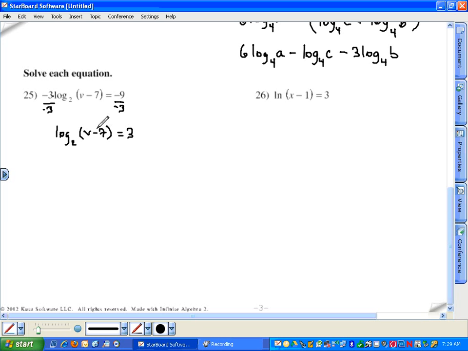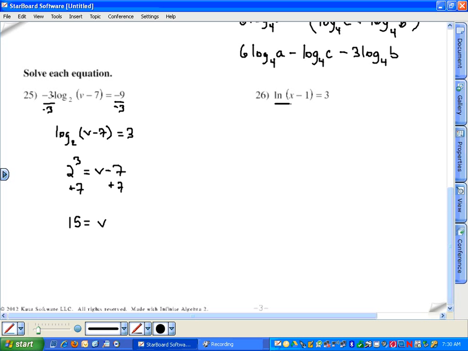Once the logarithmic term is isolated, we need to rewrite this in exponential form using a base of 2, a power of 3. Now, since the variable is no longer inside of a logarithmic function, we can solve now easily by adding 7. 2 to the third is 8. 8 plus 7 is 15.